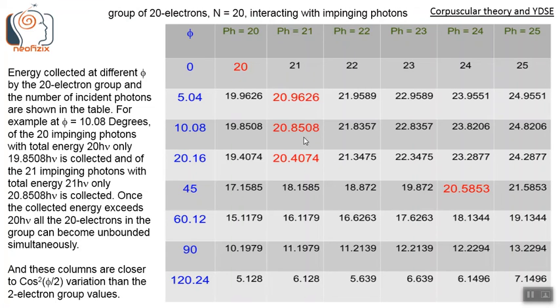And also we can observe that these columns with the group of 20 electrons, these columnar values, are much closer to the cos square phi by 2 variation than the 2 electron group values.